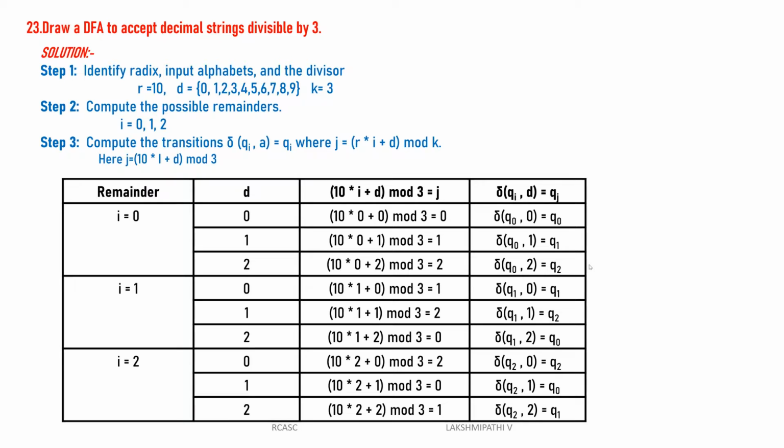Then come to 2, 5, 8. Here the remainder is 2, so we can write the transition from 2, 5, 8 is equal to the transition from 2. For that convenience, we take D equal to 0, 1, 2. So 0 indicates 0, 3, 6, 9, then 1 indicates 1, 4, 7, then 2 indicates 2, 5, 8.